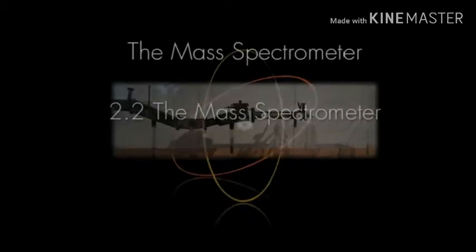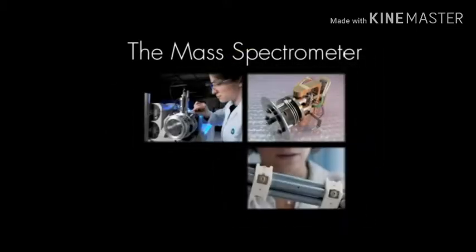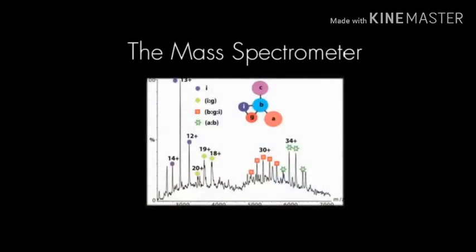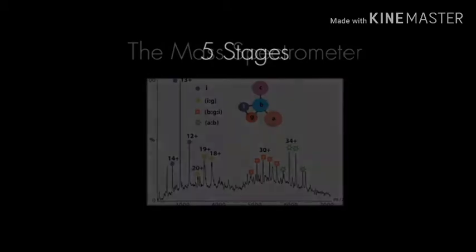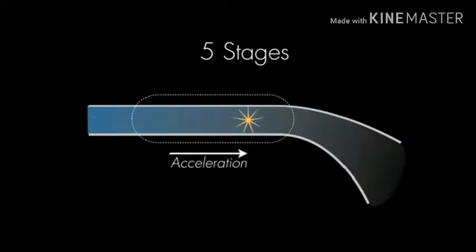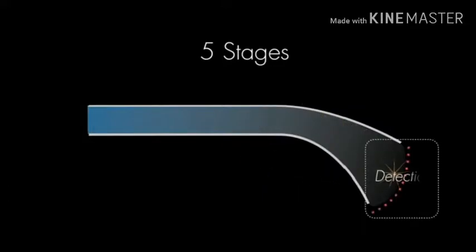The mass spectrometer is a vital instrument in many kinds of chemical analysis. But how does it work? And how do we interpret the data that we get from it? A mass spectrometer works in 5 stages. First, the sample is vaporized. Then, it is ionized. Third, it is accelerated. Fourth, it is deflected. And fifth, it is detected.